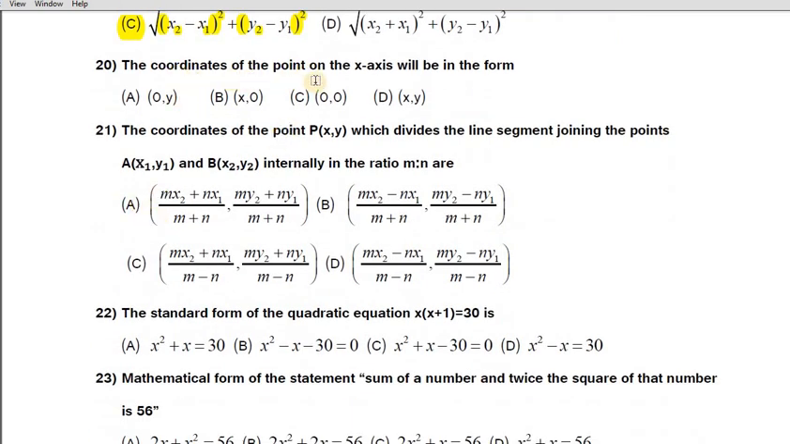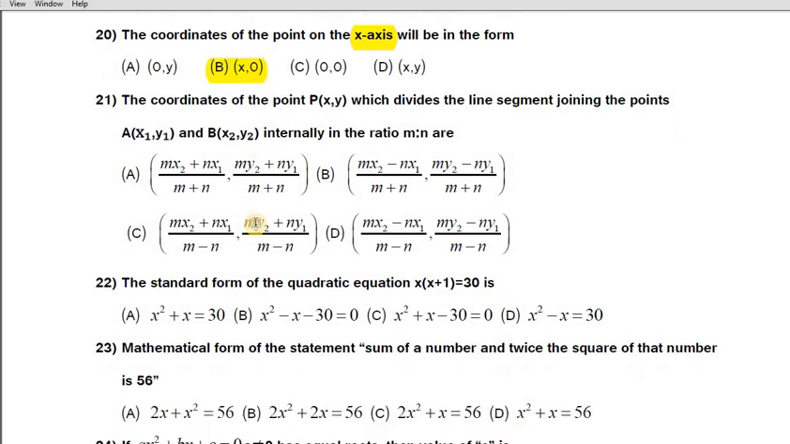The coordinates of the point on the x-axis will be in the form. Options are (0, y), (x, 0), (0, 0), (x, y). So, if a point is lying on the x-axis, in that case the y value should be 0. Hence, option B is right.